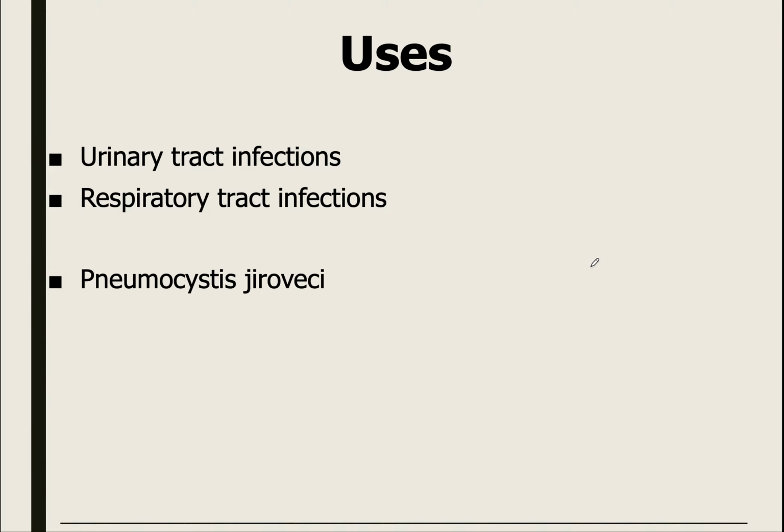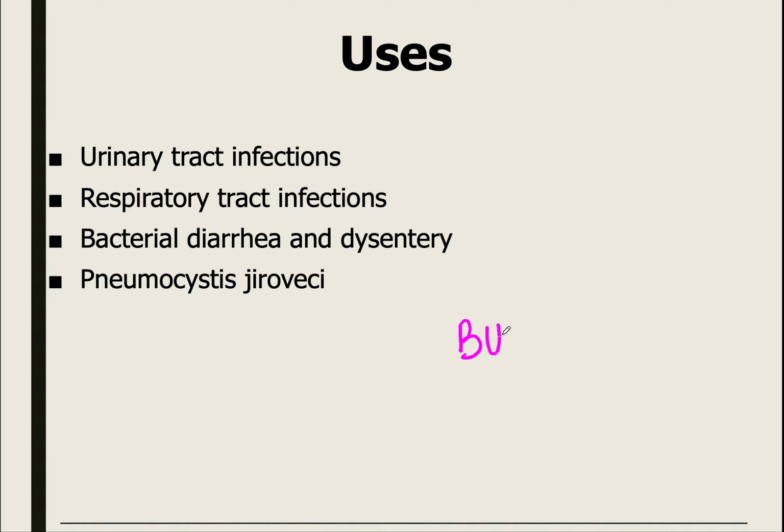Uses of cotrimoxazole: we can remember them as urinary tract and respiratory tract infections, pneumocystis jirovecii, and bacterial diarrhea and dysentery. And if you remember this mnemonic, BURP, B-U-R-P. B stands for bacterial infections, diarrhea, dysentery, U is urinary tract, R is respiratory tract, and P is pneumocystis jirovecii. So you can remember the uses by BURP.